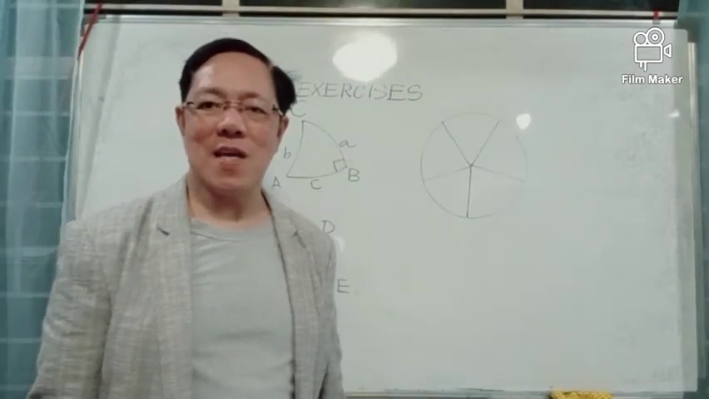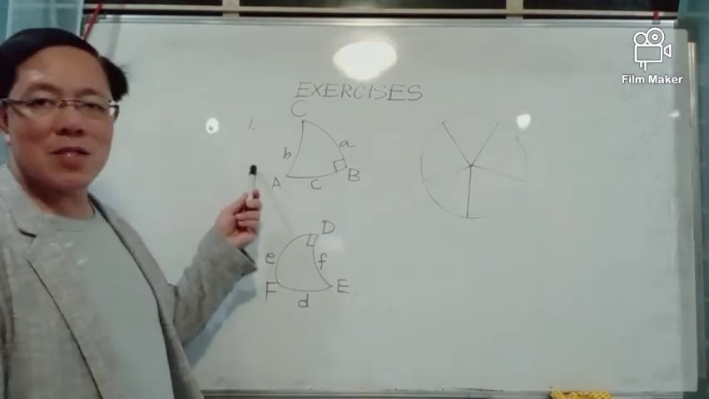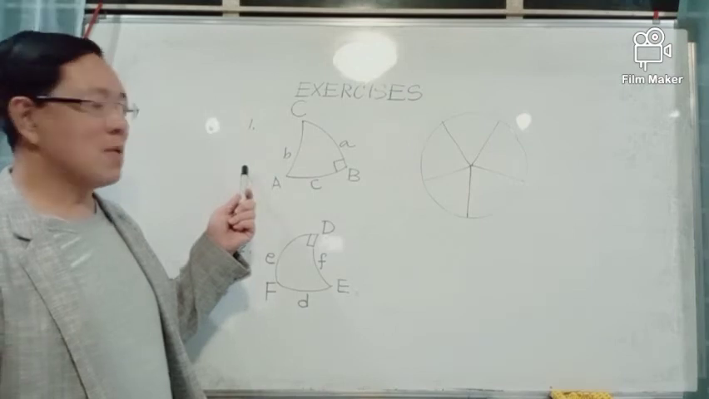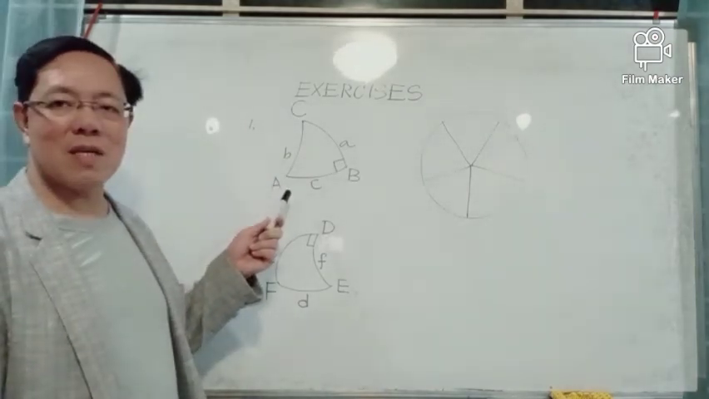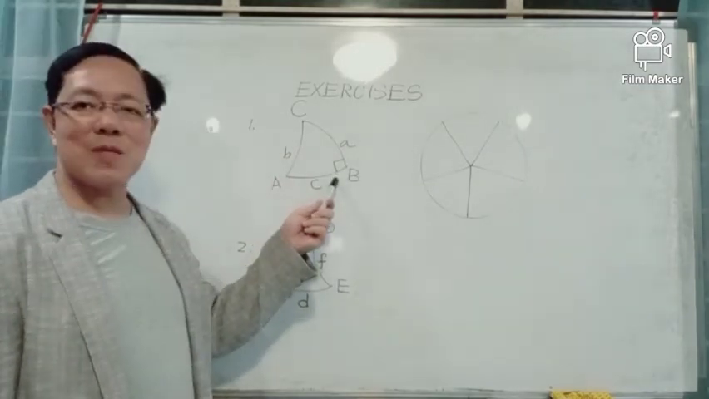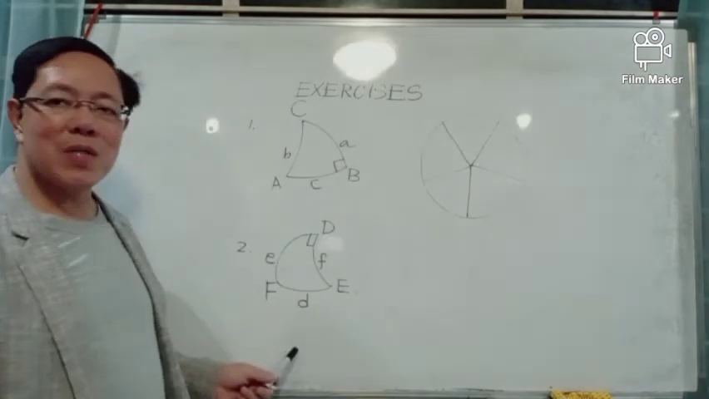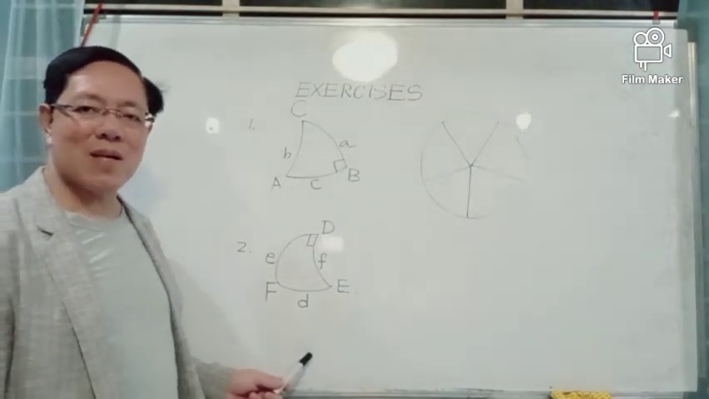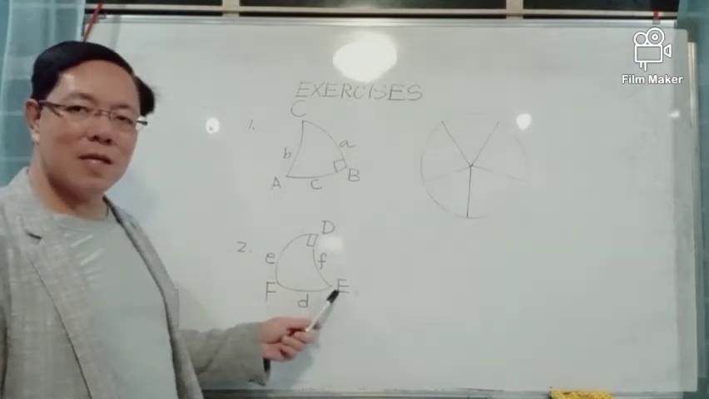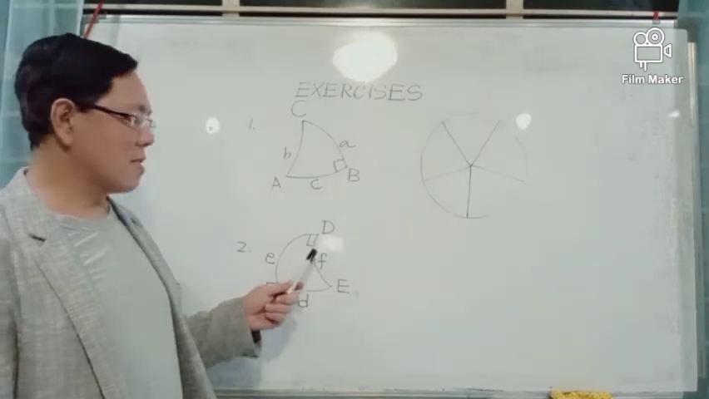For your exercise, please try the following. Each of these is a right spherical triangle. In number 1, we have the spherical triangle with vertices A, B, C, and the right angle is fixed at vertex B. In number 2, we also have a right spherical triangle with vertices D, E, and F, and the right angle is fixed at vertex D.